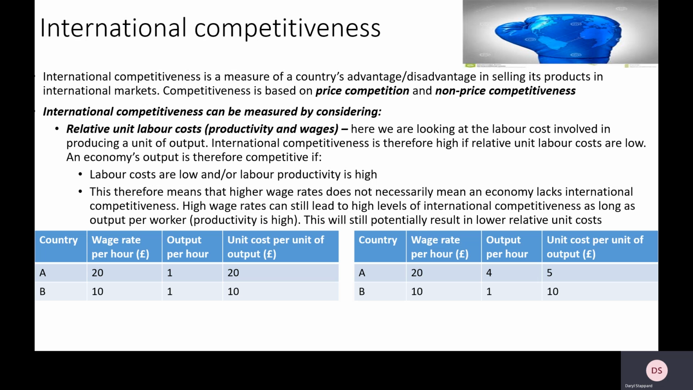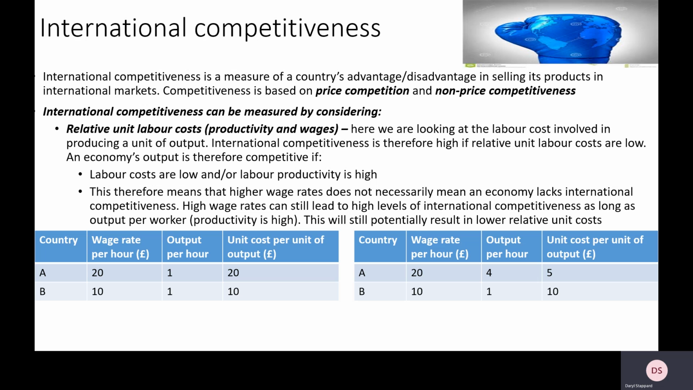Now we can look at competitiveness in a couple of different ways: price competition and non-price competition. Now, price competition is where one economy can sell a good or a service at a lower price than what another economy can do. And assuming that the quality is comparable to other goods and services, there'll be a high demand for that particular good or service.